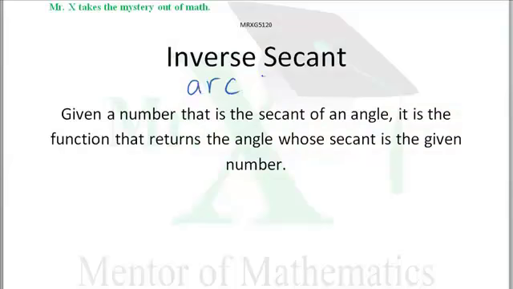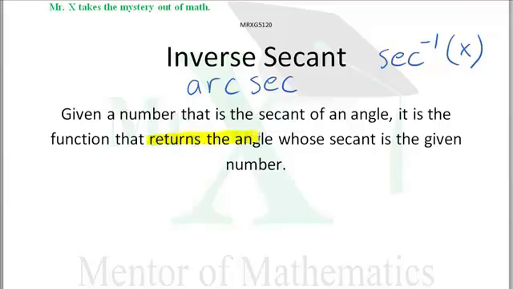This function is the same as the arc secant, designated SEC with a superscript -1. I really like this language. This function returns the angle. The inverse secant or arc secant returns the angle whose secant is a given number.